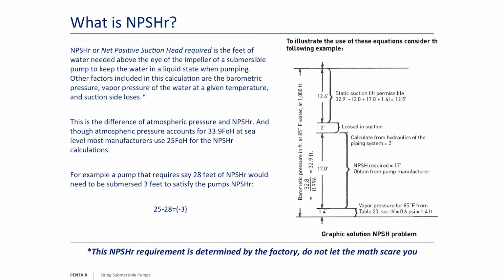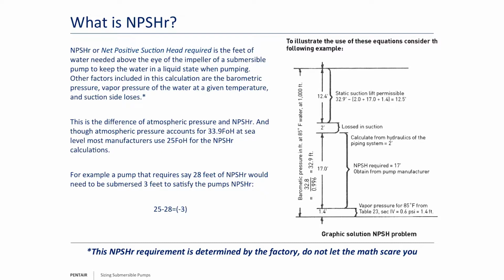Whatever number you're comfortable with, that's fine. But I'm going to pick a practical number of 25 feet of head, basically assuming that's what the atmospheric pressure will give me. Now, what is net positive suction head required? Because the water is going into the pump at a greater velocity than it would free flow, it's going in at a higher velocity, creating a low pressure point at the eye of the impeller.